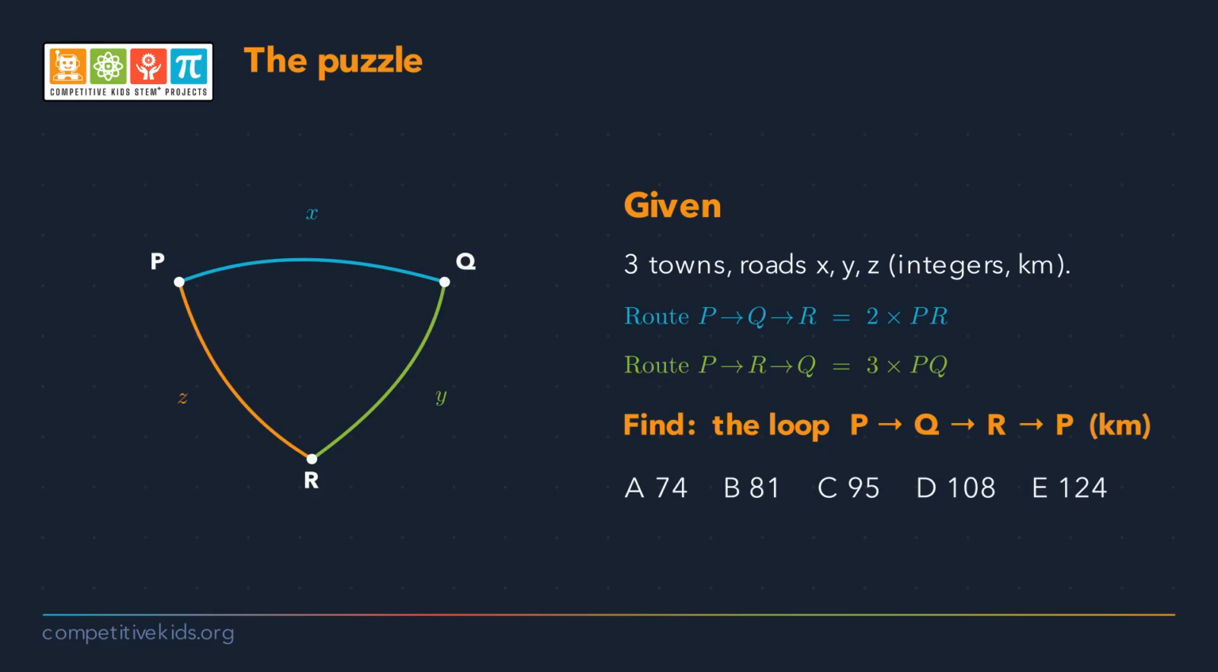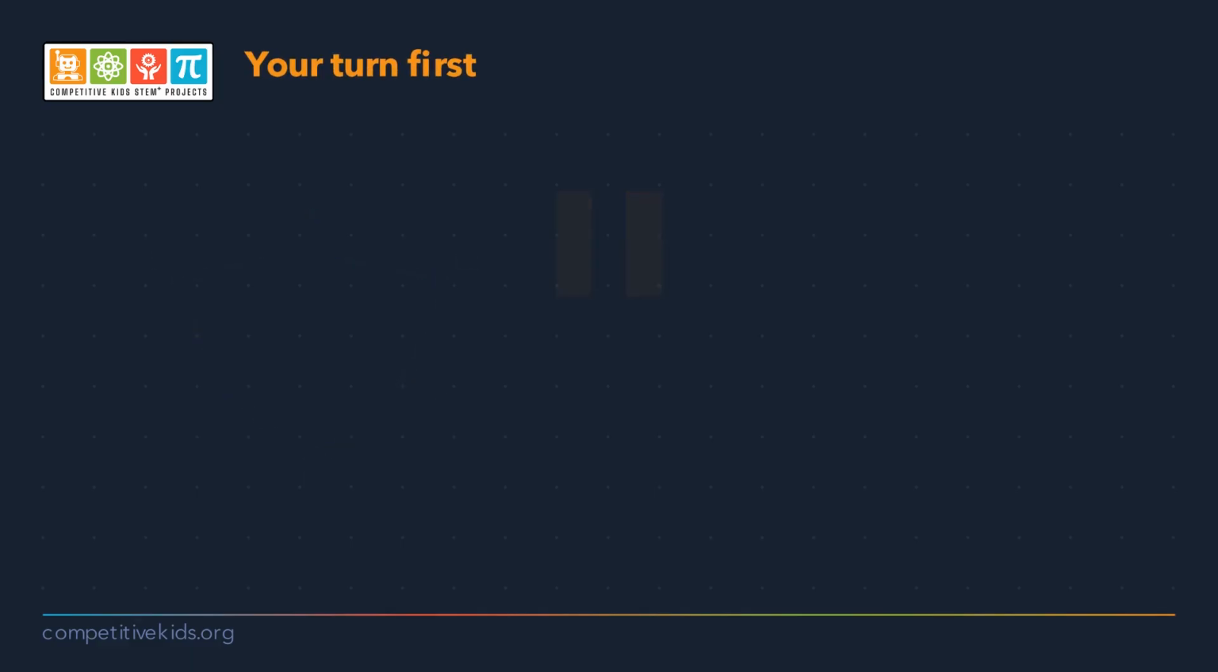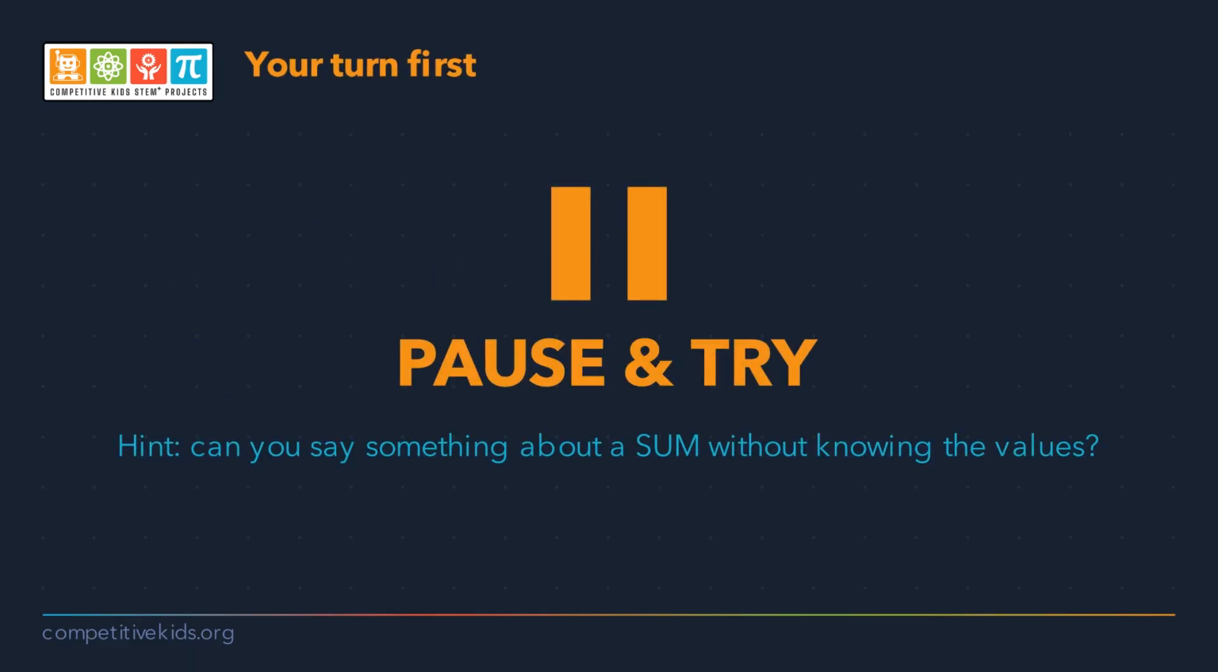From P back to P via Q and R. The options are 74, 81, 95, 108, or 124. Before I show you anything, pause the video and have a go. Here's a hint that's worth a lot. You might not be able to figure out each road's length, but you might still be able to say something about their sum. Pause now. I'll wait.